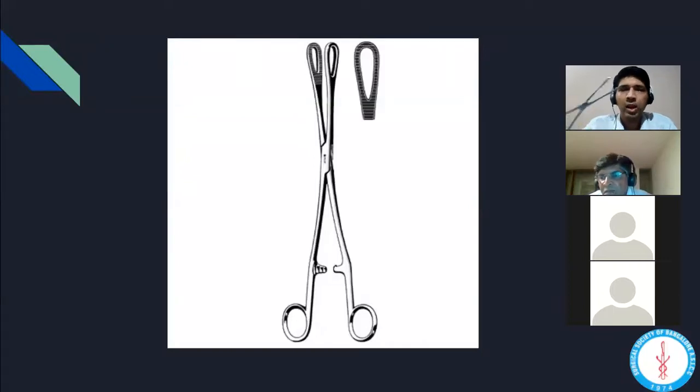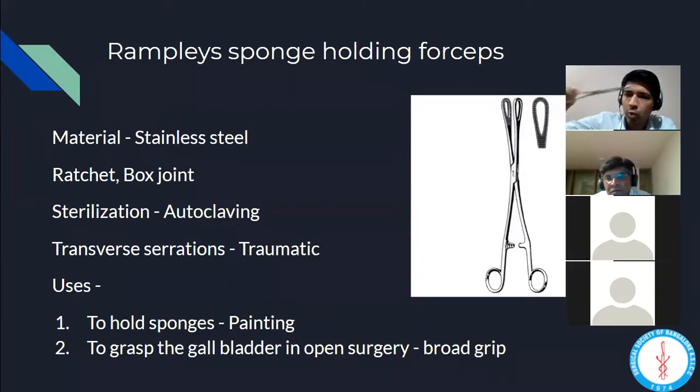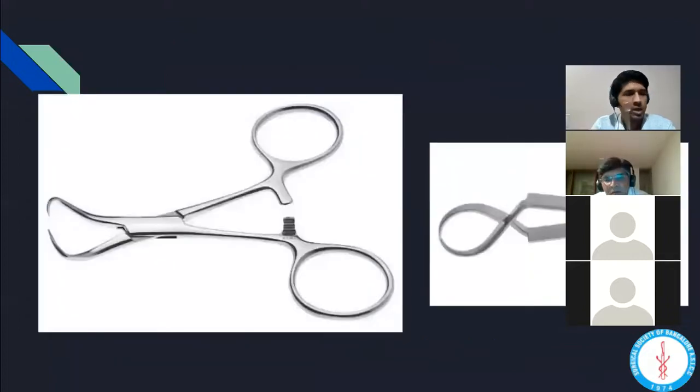Thank you, sir. And this is the Rampley's sponge holding forceps, which I'm sure all of you would have seen. It has transverse serrations, which indicate that it's a traumatic forceps. I'm sure all of you know what it's used for: to hold a sponge or a swab for painting before surgery, in order to maintain asepsis. The alternate use is, we don't do open cholecystectomies a lot nowadays, but it is used to hold the infundibulum of the gallbladder and retract it downwards and outwards in order to open up the Calot's triangle for better dissection.